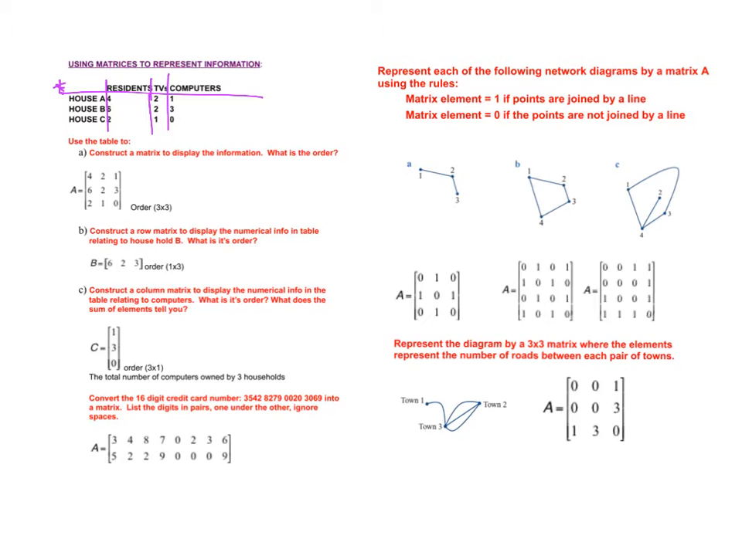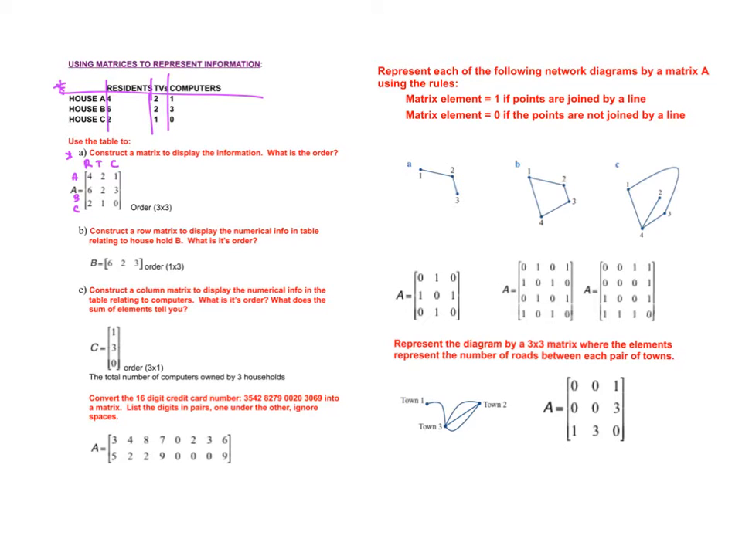All right, so we've got 3 houses, A, B and C, and they have all this information: how many residents, how many TVs, how many computers. The first question asks us to construct a matrix to display it. So you can see we've displayed the information. This was residents, TVs and computers, and this is house A, B, C.